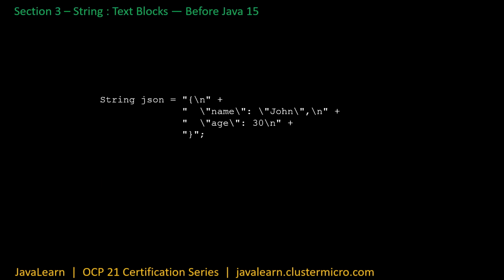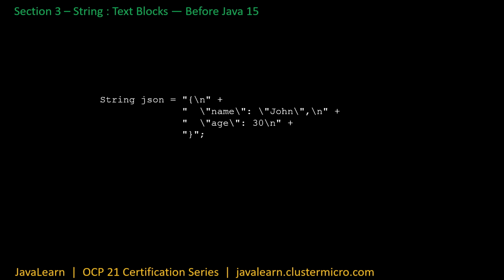Look at the code at the top of the slide. String json, then backslash n, then backslash quote name, then John, then backslash n, then age 30, backslash n, then closing braces. This is a simple 4-line JSON object. That is all it is. But look at what you have to write to store it as a Java string before Java 15.